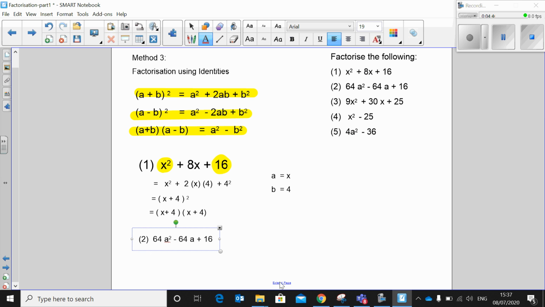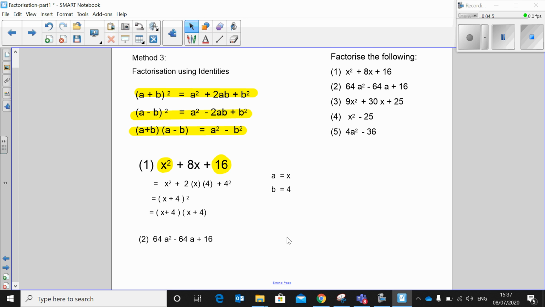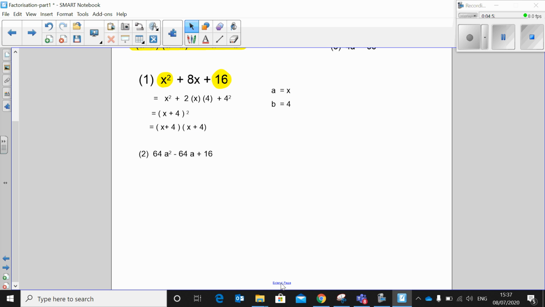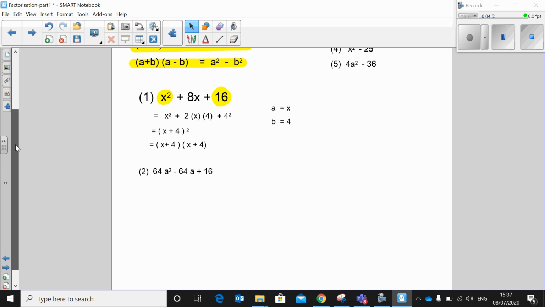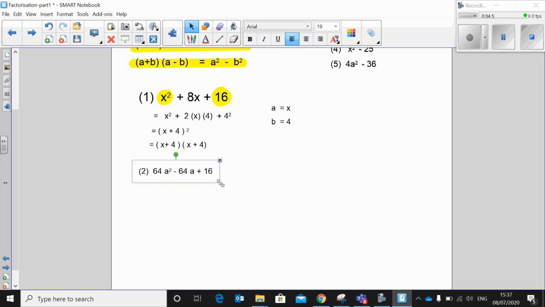64a square minus 64a plus 16. Let us think about it. Is there any common factor? First we have to go with that method only. Is there any common factor?